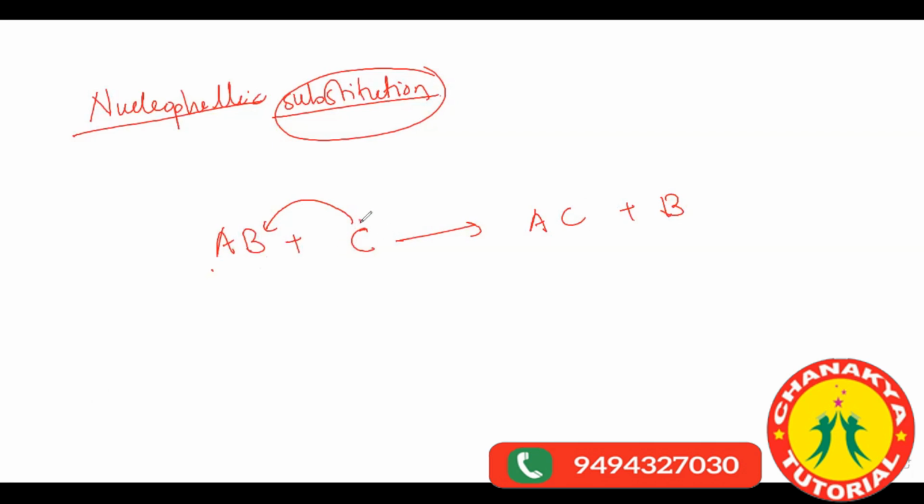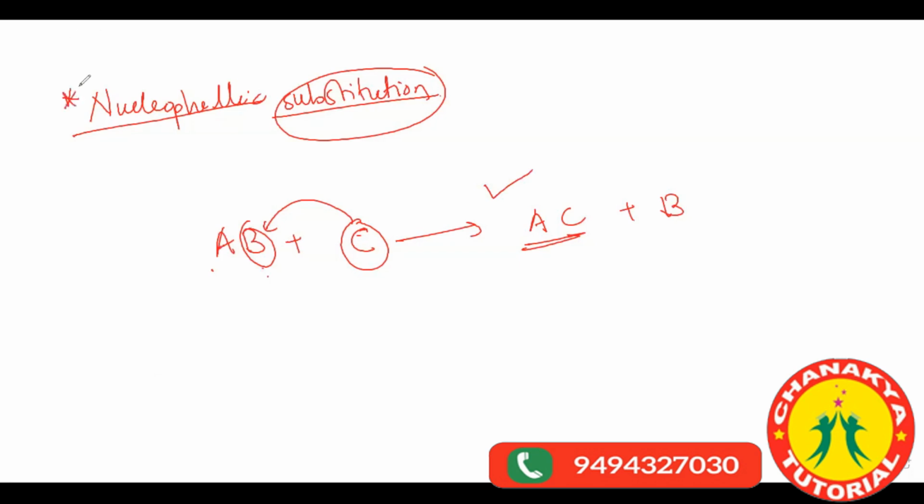What happened exactly here? C is substituted at the place of B, and you get AC as a new compound, correct? Basically, C displaces or substitutes B from its compound and forms AC. So this is substitution.